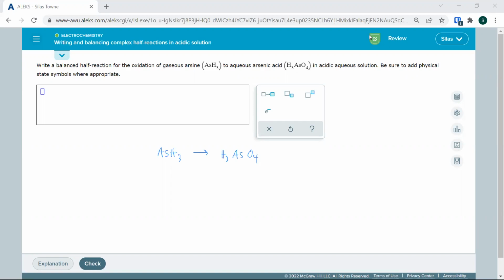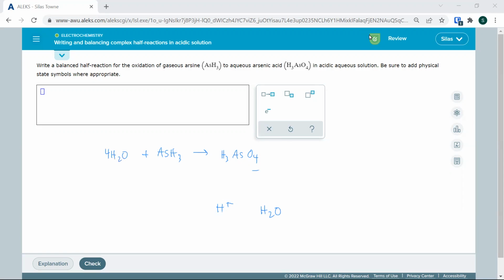If the arsenic needs to be balanced, we can balance that. But the hydrogen and arsenic are balanced, so we're going to balance the oxygen. Now remember, if there are no oxygens but you need to add hydrogens when we're in acidic solution, you would add an H+. If you do need to add oxygens, you're going to add water on the other side. So we've got 4 oxygens on this side, so we're going to add 4 waters over here.